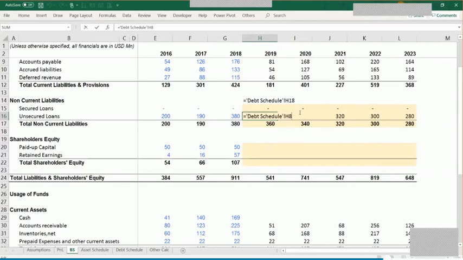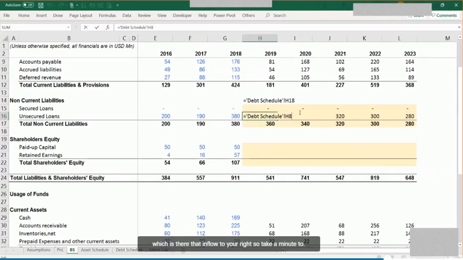And if I go to the P&L, you would pull the interest expense, the total interest expense number which is there, that will flow to your P&L. So take a minute to complete this balance sheet component, and then I'll show you the P&L as to how we can move it.